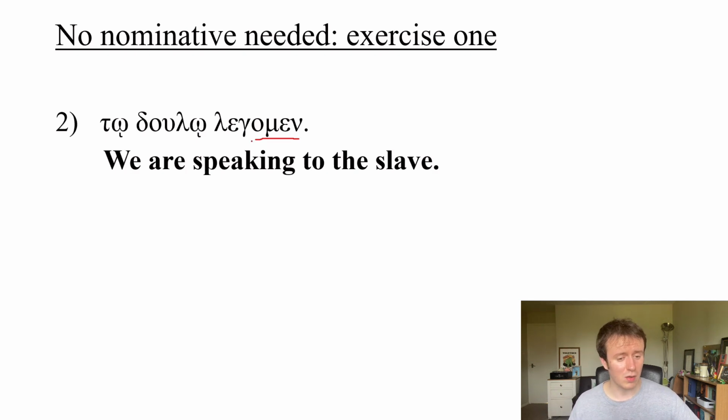And so we just had to say we speak or we are speaking, and then we had the slave in the dative case, as indicated by the masculine dative singular definite article toi. We are speaking to the slave.